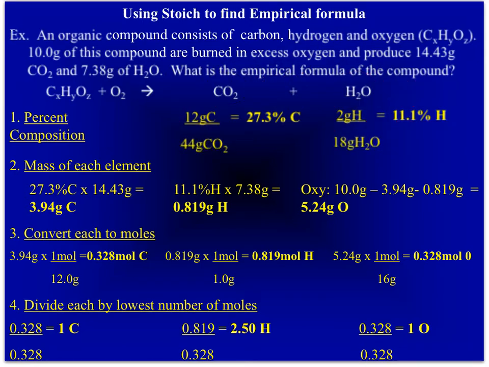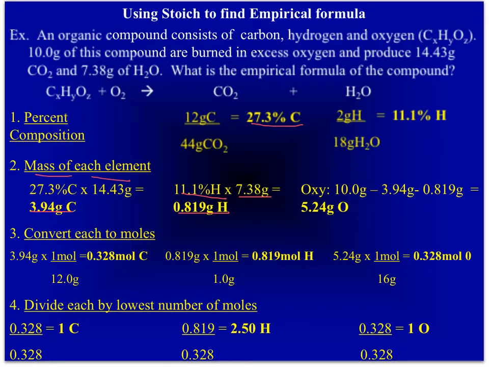Knowing that every single carbon dioxide molecule is 27.3% carbon, we're going to multiply that by our 14.43 grams. That means of the original 10 grams, 3.94 of it are carbon. Then take our percent composition of hydrogen in water and multiply it by how much water we have. That means of our original 10 gram sample, 0.819 grams of it are hydrogen.